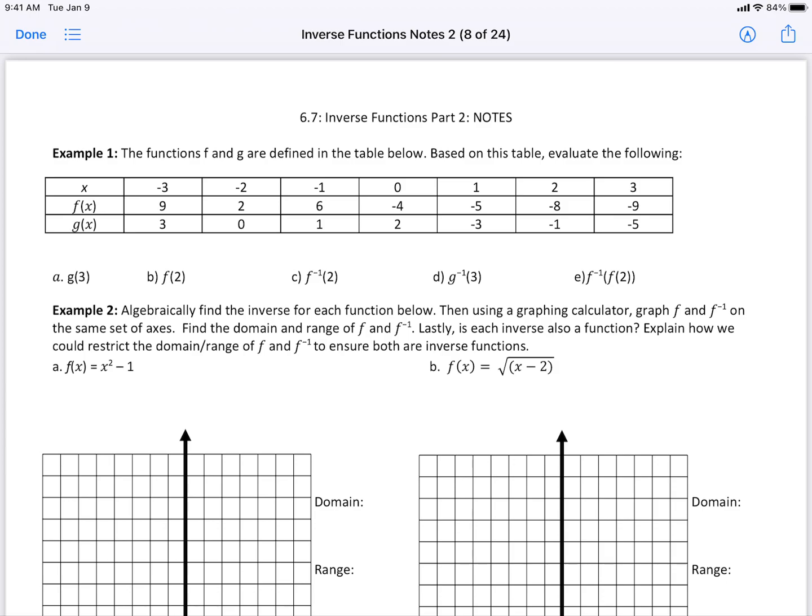All right, so we are starting the second part of inverse functions. We're going to go in a little bit more detail. It's actually going to feel a little bit more like what we did last time. Okay, so here we have a table.